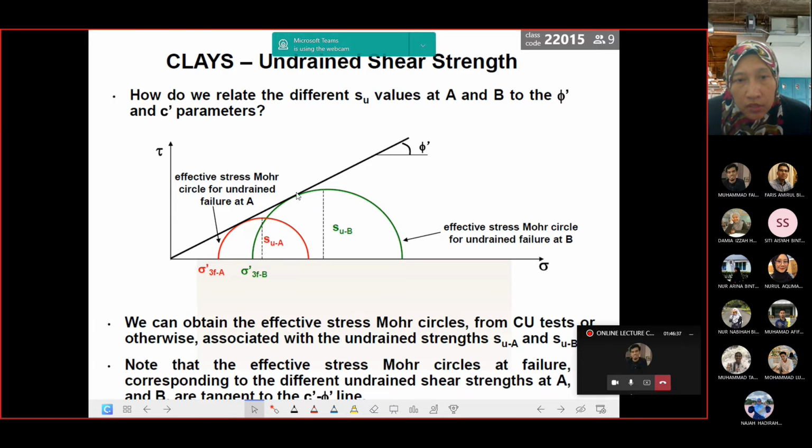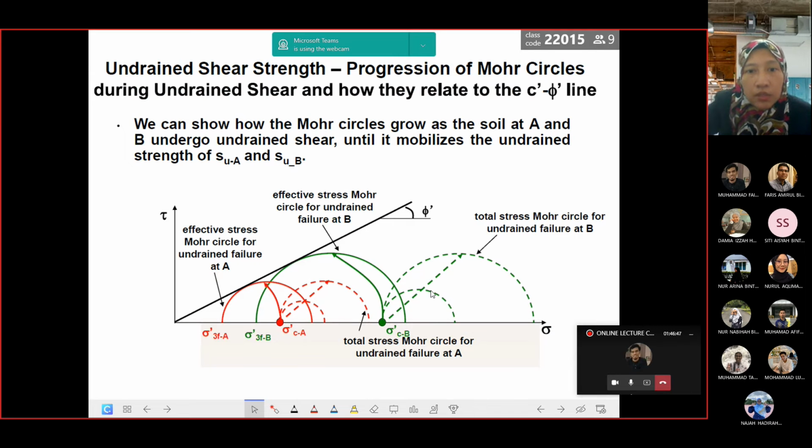Nampak tak dia touch to the tangent line, touch to this circle A dan juga circle B, that gives you the failure line. Tapi bila kita nak cerita on part of the stress path, so the Mohr circle grows as the soil at A and B undergo undrained shear until it mobilizes the undrained strength of SuA dan juga SuB, undrained strength at A, undrained strength at B. Okay, yang ni yang kita nampak tadi kan, dia punya Mohr circle bila you plot failure line.